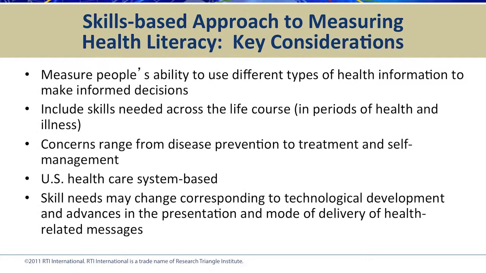So we were going to measure people's ability to use different modes of presentation of information to make decisions. We're going to include skills needed across the life course. So a variety of things people would need to do, both prevention and self-management. It was oriented towards the U.S. healthcare system. So of course we got into issues of insurance and do people understand how to understand their insurance.